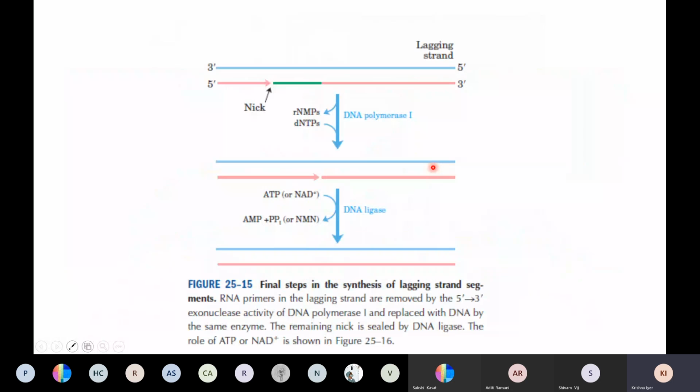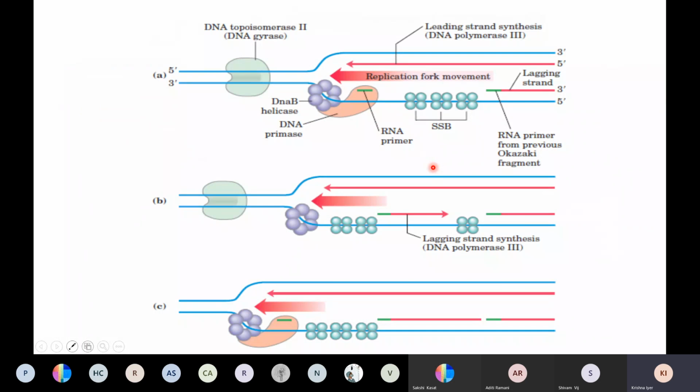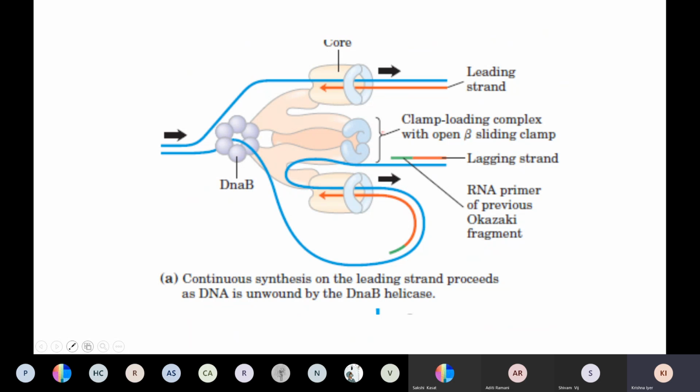Okay. So we are at this point now. We have added the leading and lagging, and we have gone all the way and probably reached the diagonally opposite point from where I started. And I'm ready to now stop the replication because I have actually replicated my entire DNA.